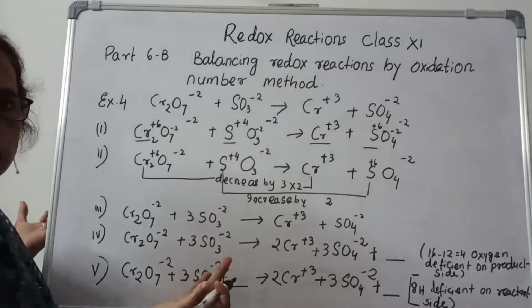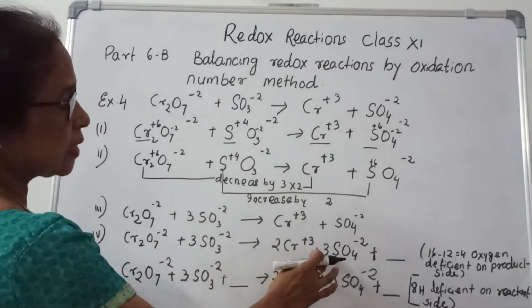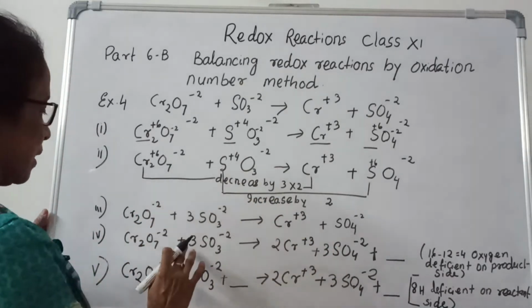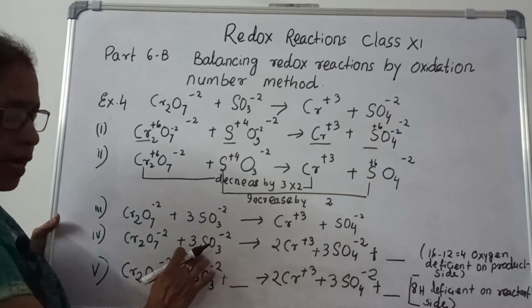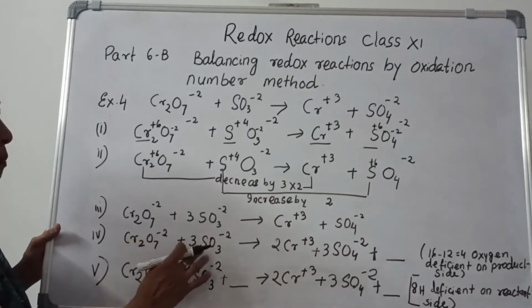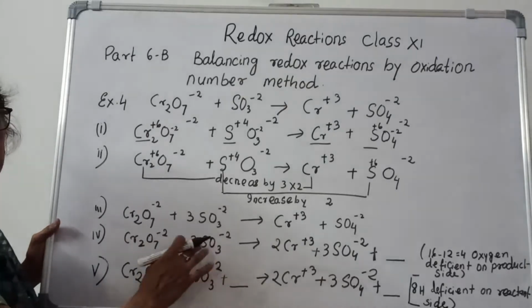Now see how many oxygen are present on both sides. Here you can say this is 3 into 4, how many times? 12. And this side 3 into 3, 9. And here also 7 is there. That means 7 plus 9, that is 16.